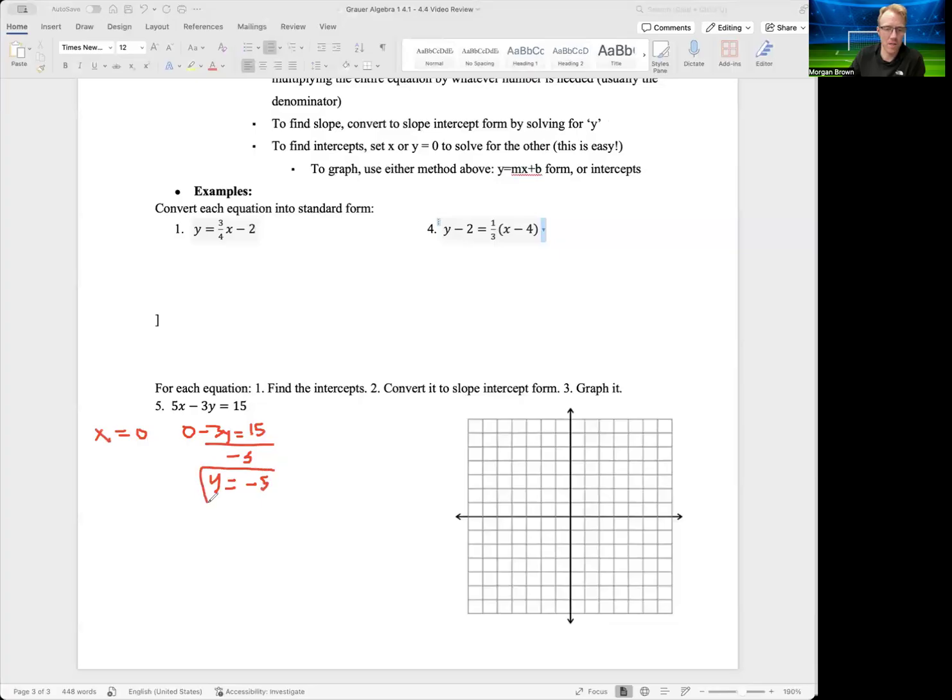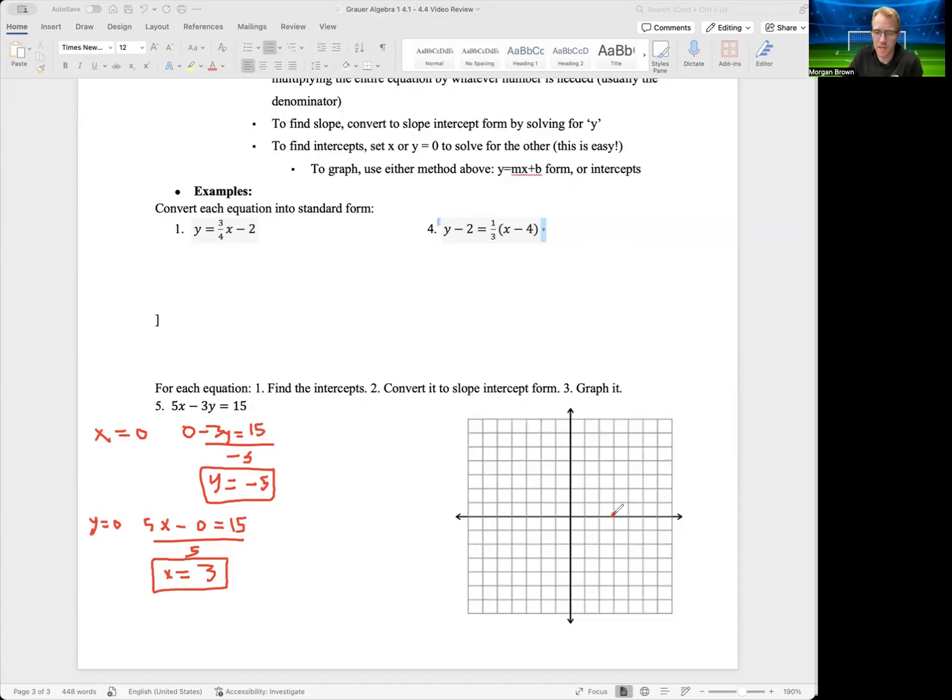So that's my y-intercept. And then if I set y equal to 0, I'll be getting the x-intercept. So now I'll have 5x minus 0 equals 15. Divide everything by 5, and I'll have x equals 3. Okay, perfect. I can now graph the intercepts.